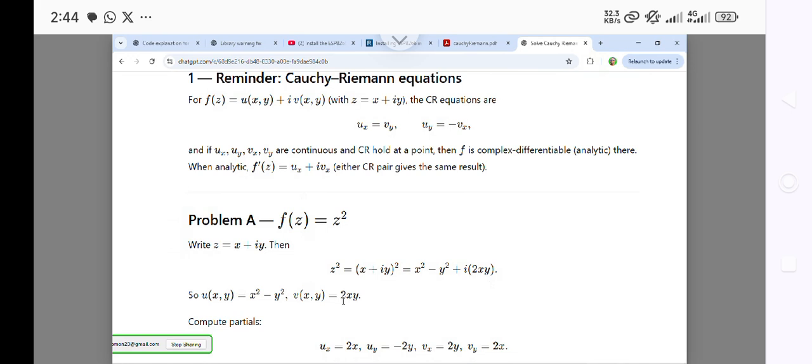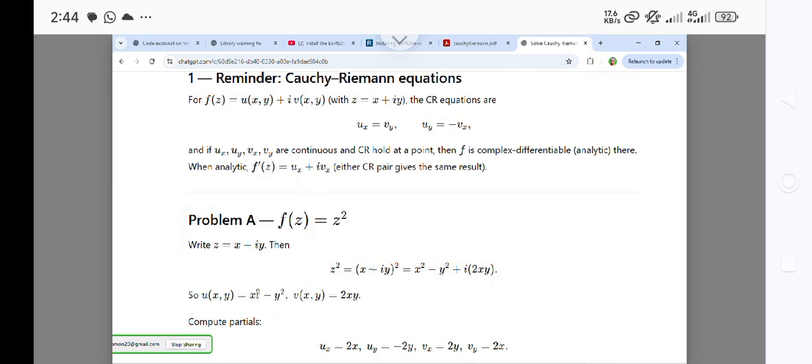Now, having gotten these two values, we need to find out what our ux and vy are, as well as find out what our uy and vx are. So look at this now. To find our ux, we need to differentiate this with respect to x, keeping y constant. Y is just like a number. So we're not looking at y, we're just looking at x alone.